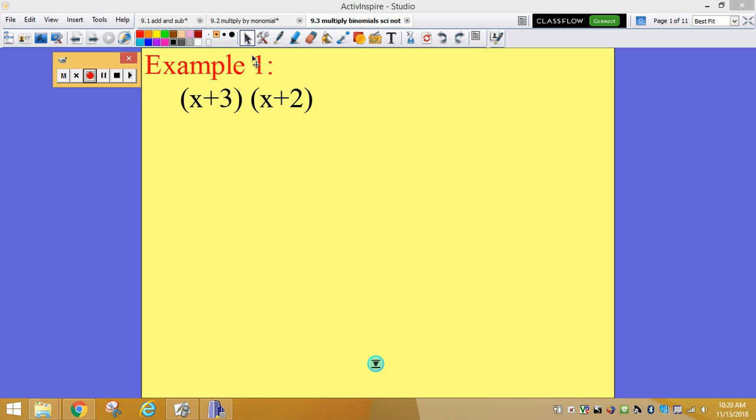Okay, this lesson is on multiplying binomials with another binomial and multiplying polynomials by a binomial. Again, sounds confusing. It's really not going to be that bad. So let's get into it. Write down example 1. I'll show you how to do it.